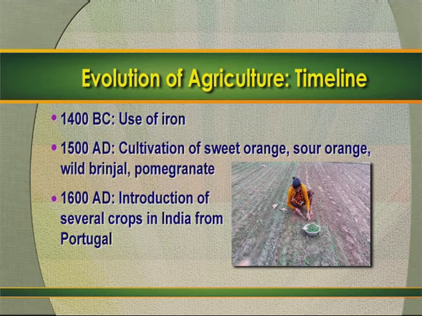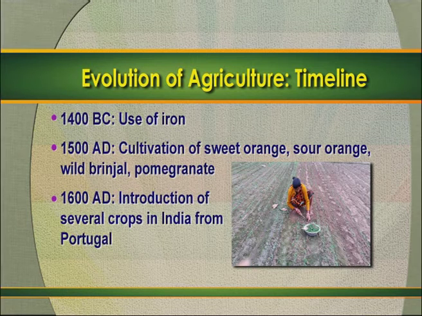Then in the year 1500, cultivation of sweet orange, sour orange, wild brinjal and pomegranate started. Several crops were introduced in India from Portugal in the year 1600. The important crops introduced from Portugal to India were sweet potato, arrowroot, cassava, tomato, chilies, pumpkin, papaya, pineapple, guava, custard apple, groundnut, cashew nut, tobacco, cotton and rubber.